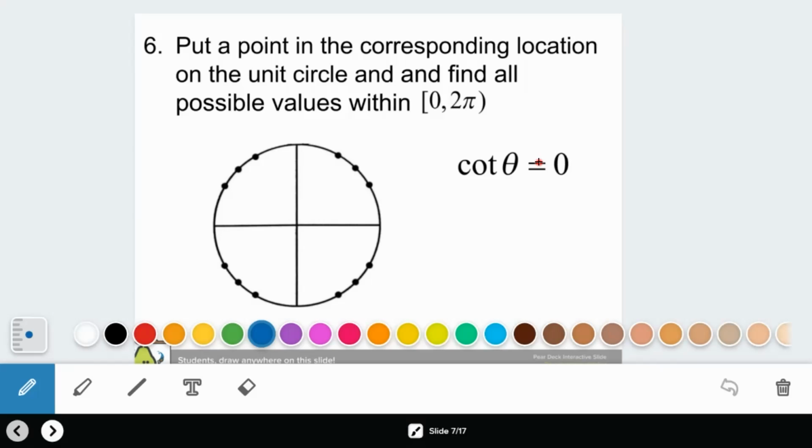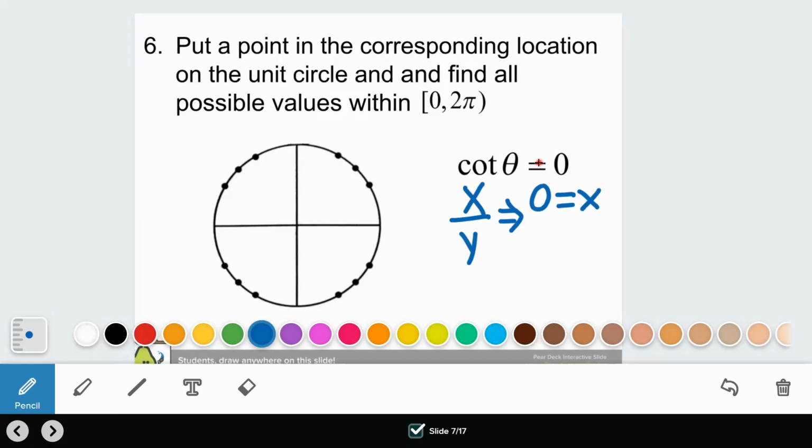Okay, so now cotangent. This is not a positive or negative, this is a non-positive and non-negative. So I want where my cotangent is 0. Now cotangent is x over y. So for my cotangent to be 0, that means my x has to be 0, okay? My x is going to be 0. My numerator is going to be 0.